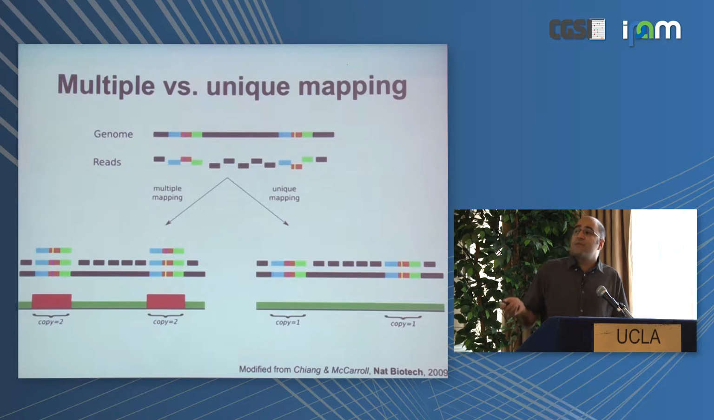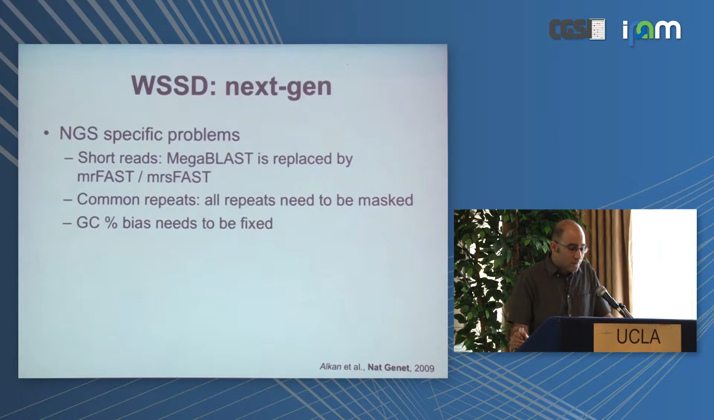So the question here becomes, what is the application? And based on that, you can decide what type of mapping to use. So of course, WSSD was extended for using next generation sequencing technologies. For that, we developed a new mapper called Mr. Fast and Mrs. Fast, and that's designed for exactly mapping each read to multiple locations in a very fast fashion.